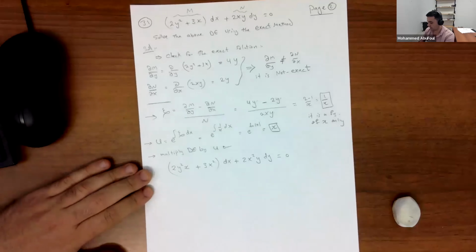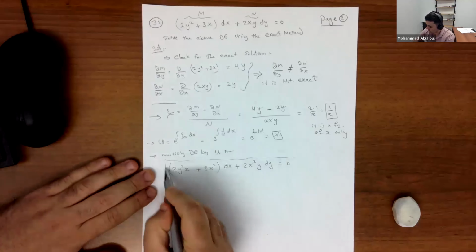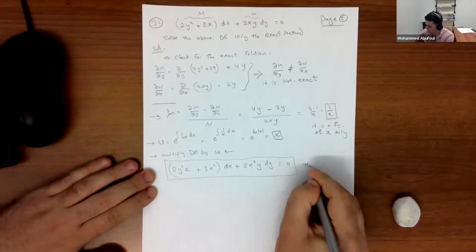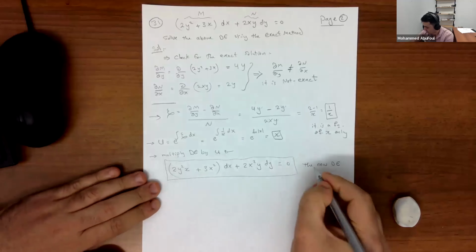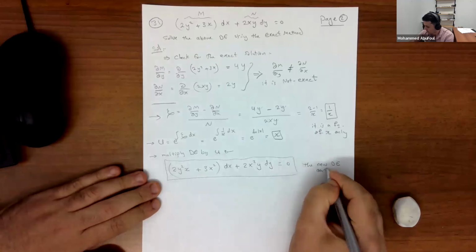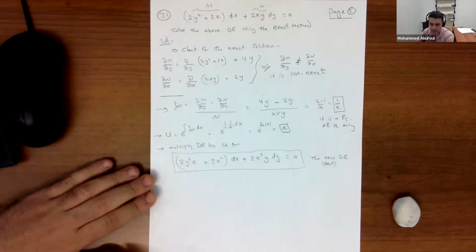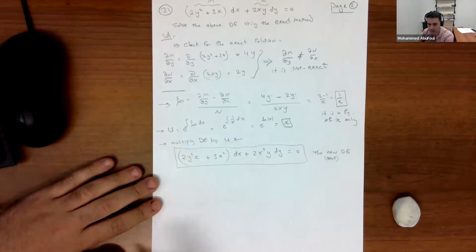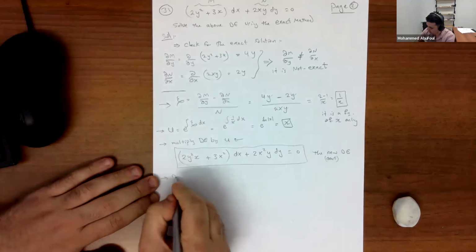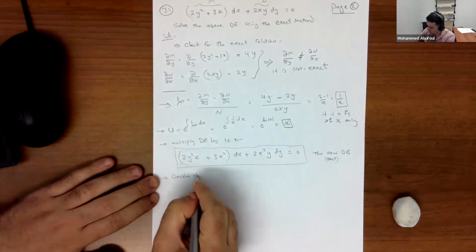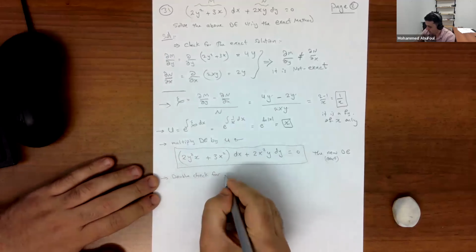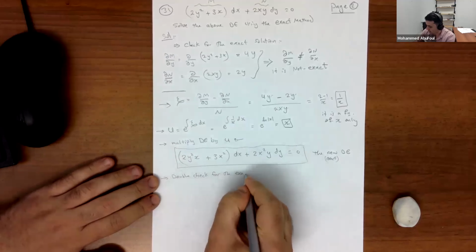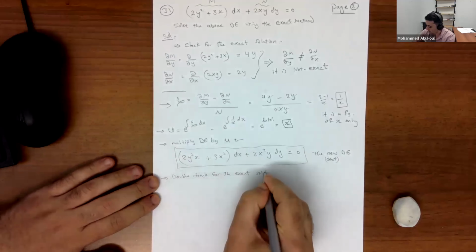So the new equation is (2y squared x + 3x squared) dx + 2x squared y dy = 0. And this is the new differential equation, the exact differential equation. How do we know that we have an exact differential equation? Double check for the exact condition.